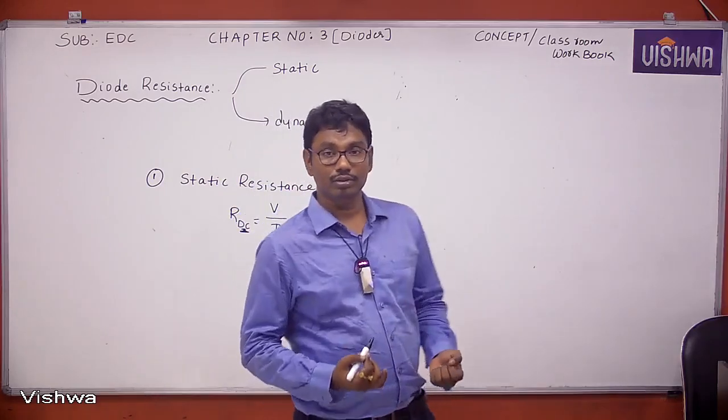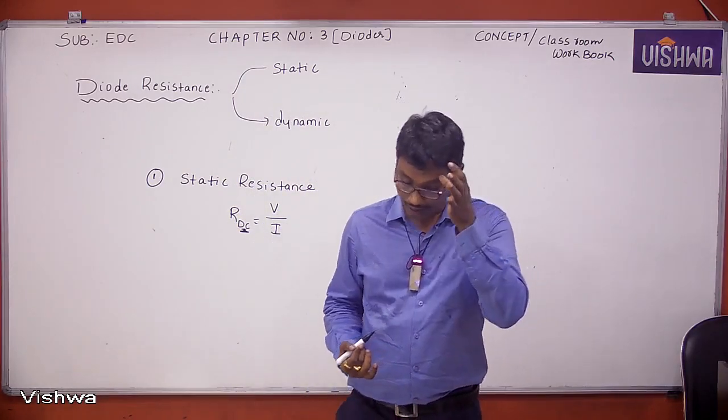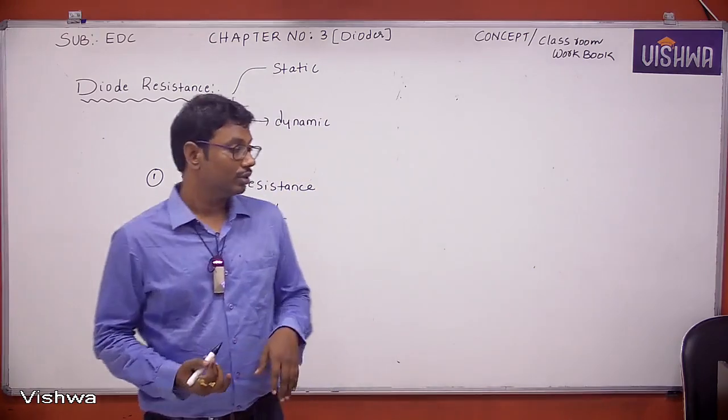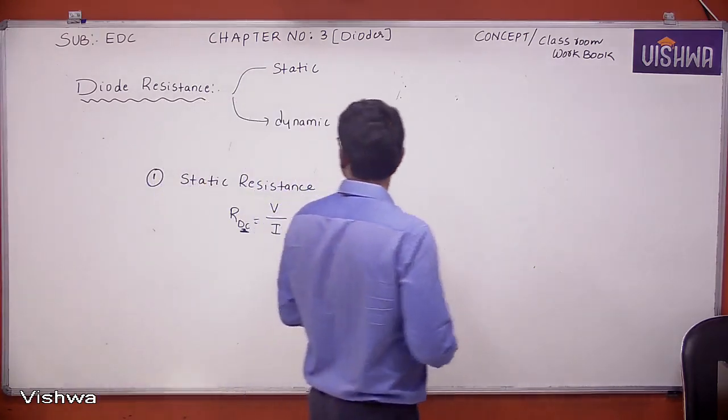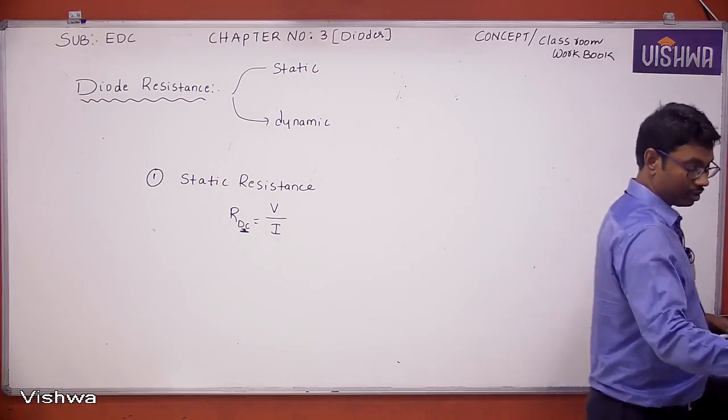Write down. Diode exhibits two types of resistance.